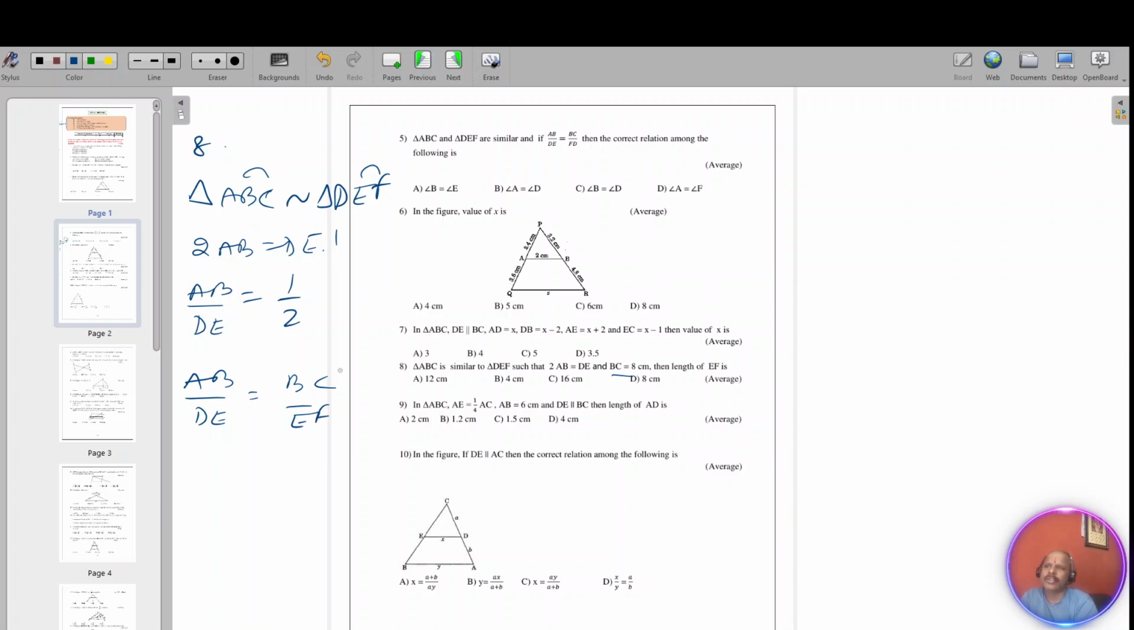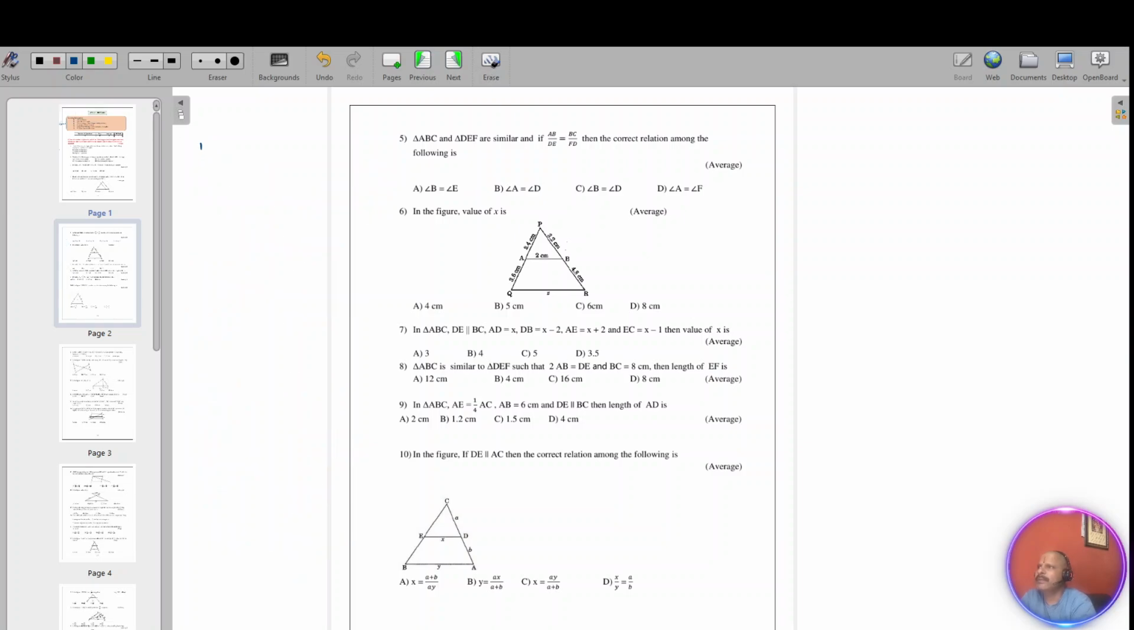So we know AB by DE equals BC by EF. How did you get the second ratio? By similarity, corresponding sides you can get it. So AB by DE is 1 by 2, as proved above. BC is given as 8 and EF is asked. So 2 ones are 2, 4 twos are 8, cross multiply, you get EF is equal to 4 centimeter. Okay. It is clear.